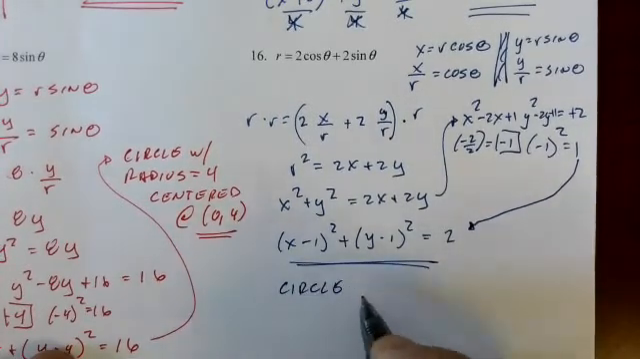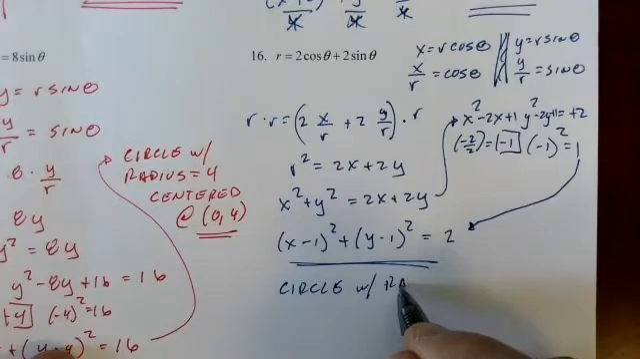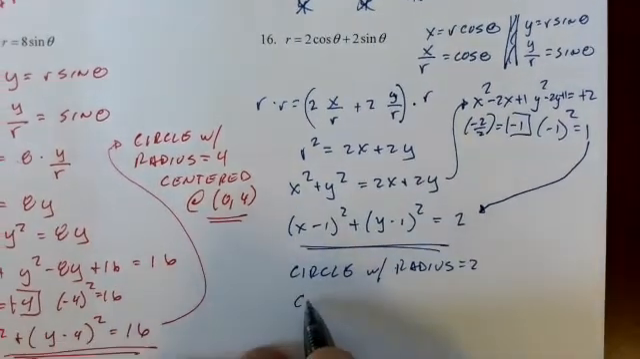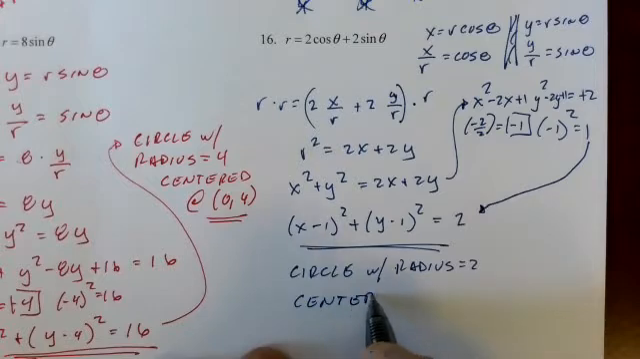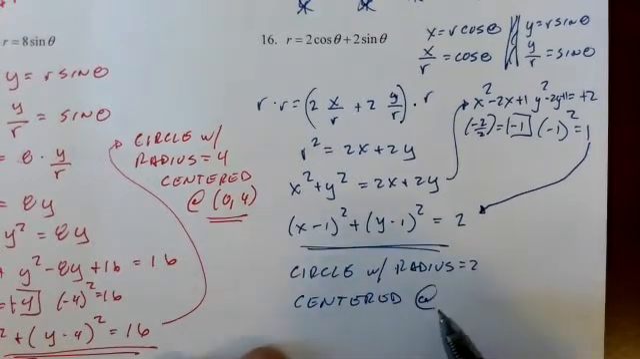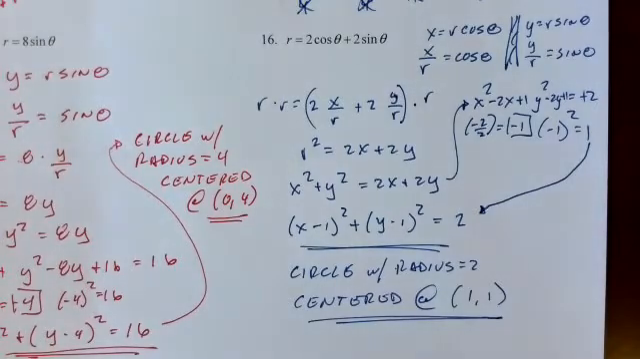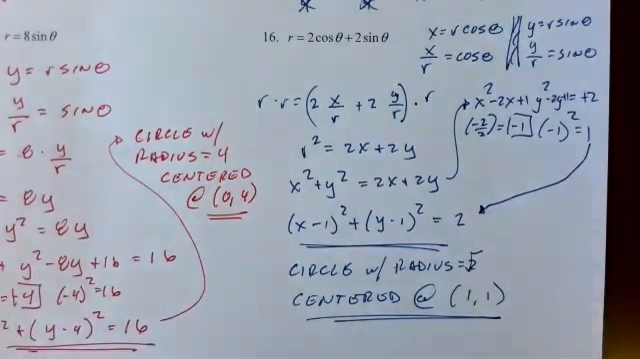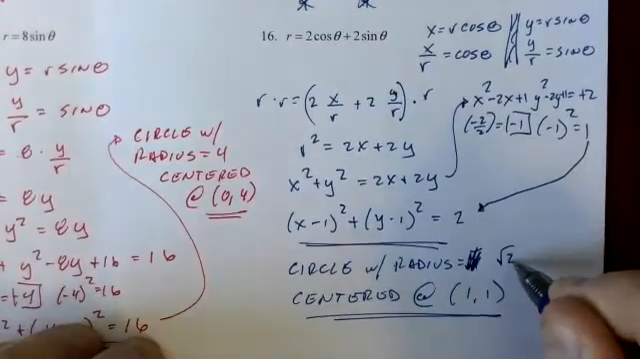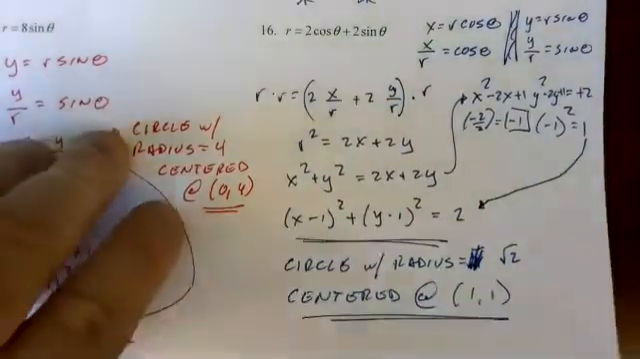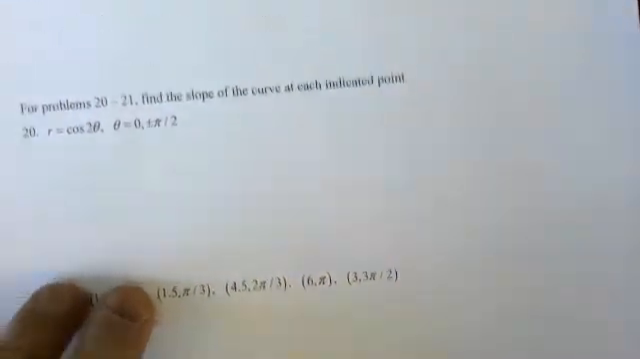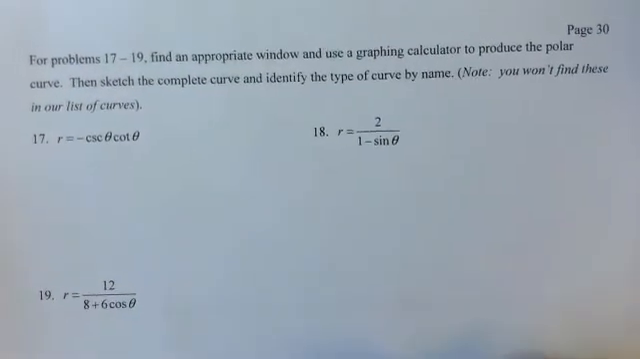Circle with radius equals square root of 2, centered at 1, 1. Square root of 2. Ugly. Square root of 2. Better. Getting there, boys and girls. Getting there.